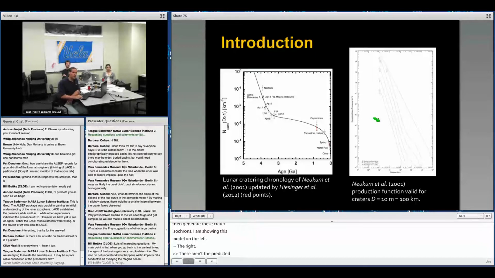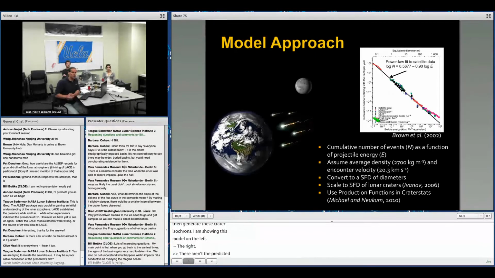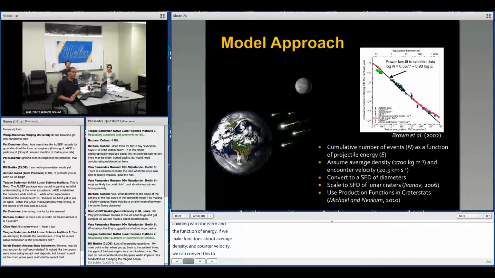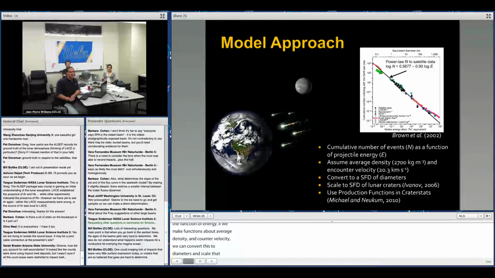And so what I'm going to do is generate my own versions of these using the power law fit to satellite data in Brown et al. 2002. Here we've got a power law distribution of the cumulative number of objects colliding with the Earth as a function of energy. If we make some assumptions about average density and encounter velocities, we can convert those to diameters and then scale that population of impactors to the moon and generate a size frequency distribution of craters. This is a similar approach to that taken by Ivanov in 2006, a short paper there.